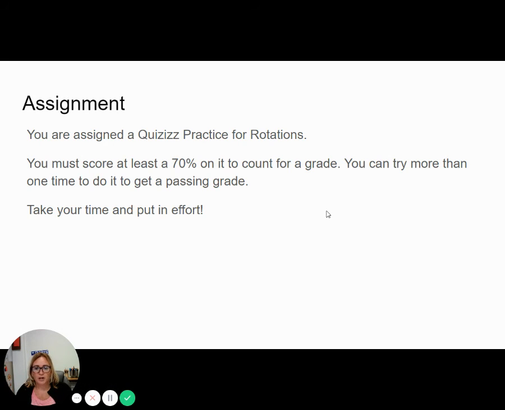For practice, we're going to go to a quiz. There are just a few questions in it. Again, remember 70% in order for it to count for a grade. You can do it more than one time. Remember, take your time, use your rules, and make sure you're paying attention to clockwise versus counterclockwise. Feel free to reach out if you guys have any questions and need help with anything.